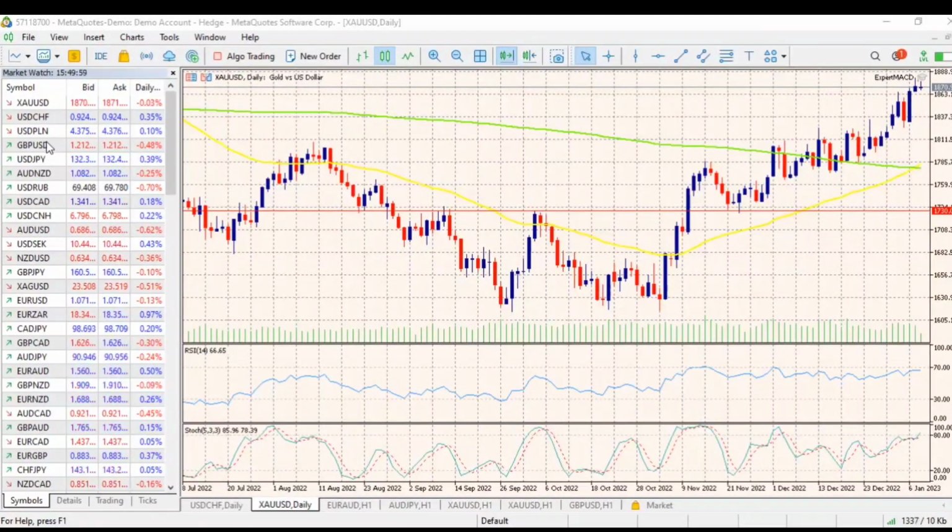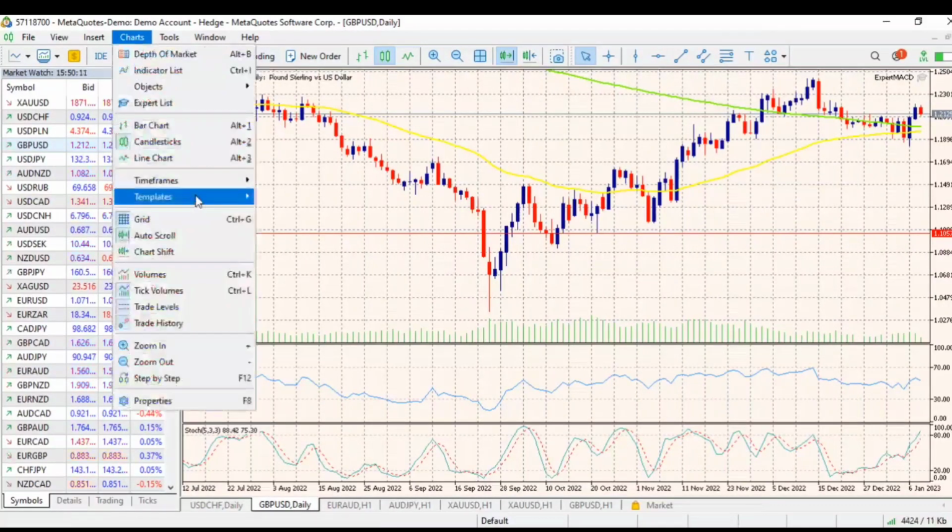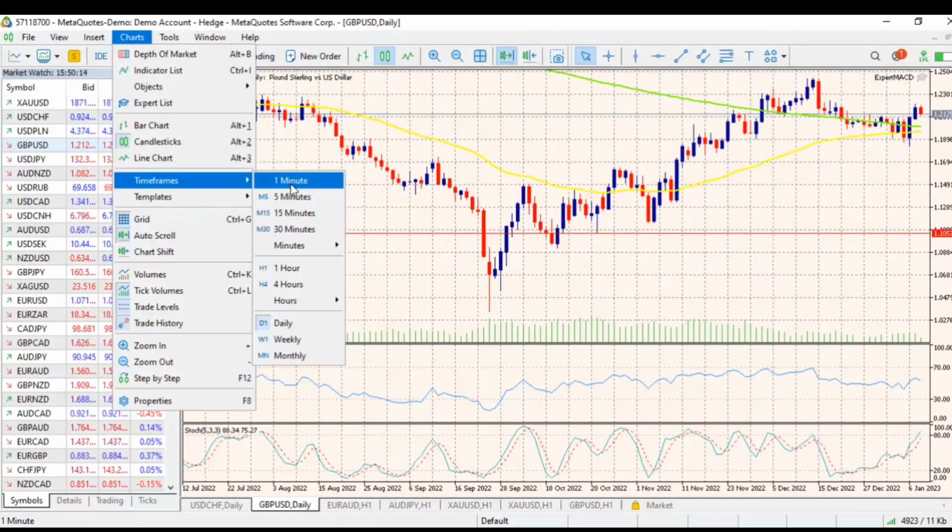And let me take the chart of GBP USD. This is the daily chart. According to the time frame also you have to take decisions, because here the time frame matters. You can see there is a 1 minute chart, 5 minute, 15 minutes, 30 minutes, 4 hours, and 1 hour. Now how are we going to trade according to this time basis? Because the time frame plays a main role here.